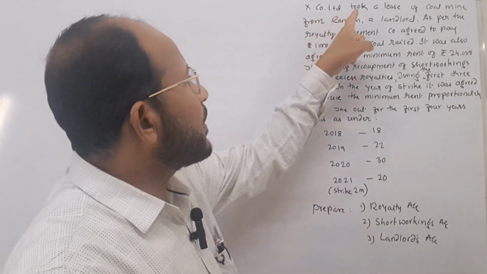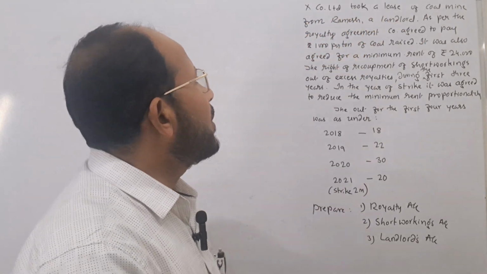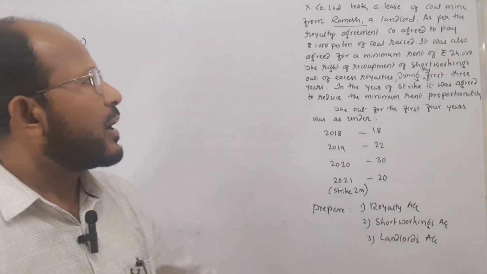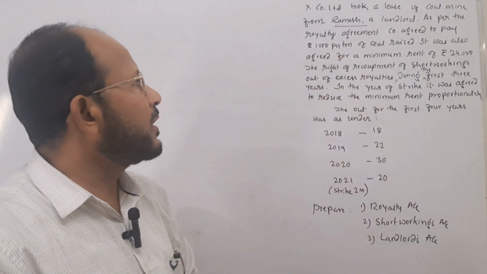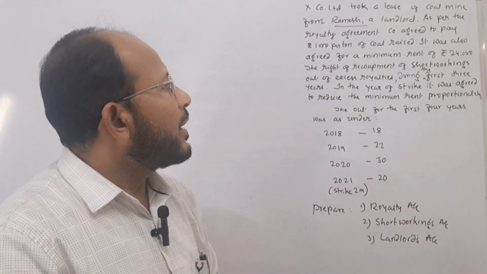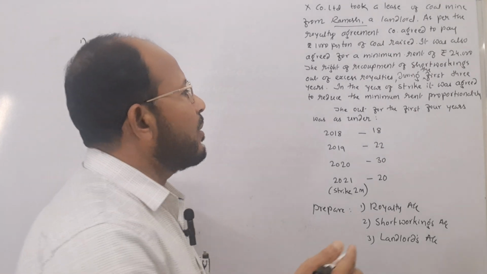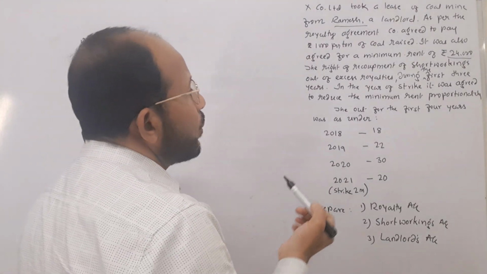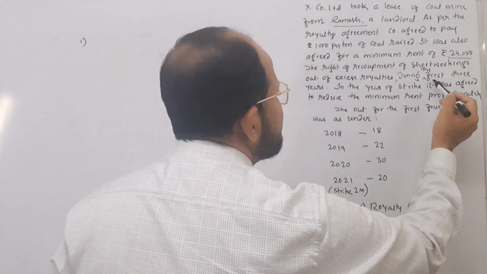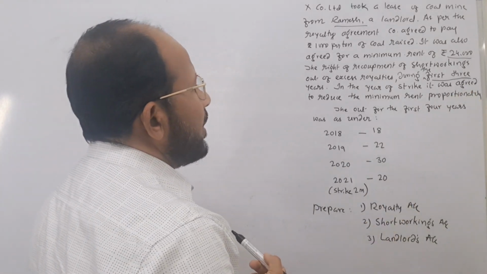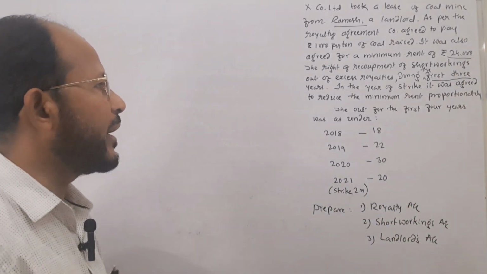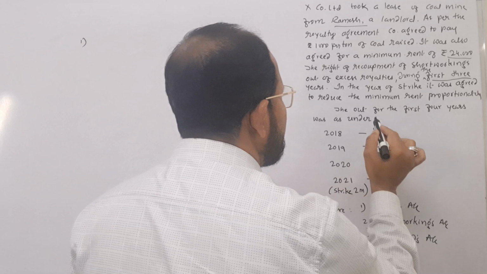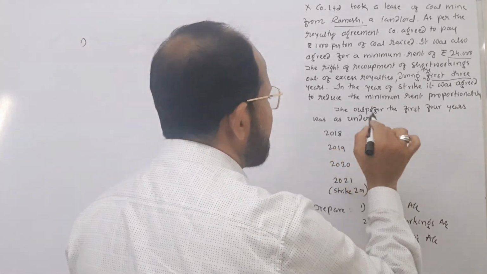What is given here? X company limited took a lease of coal mine from Ramesh, a landlord. As per the royalty agreement, company agreed to pay rupees 1000 per ton of coal raised. It was also agreed for a minimum rent of rupees 24,000, the right of recoupment of short workings out of excess royalties during the first 3 years. In the year of strike, it was agreed to reduce the minimum rent proportionately. The output for the first 4 years was as under.